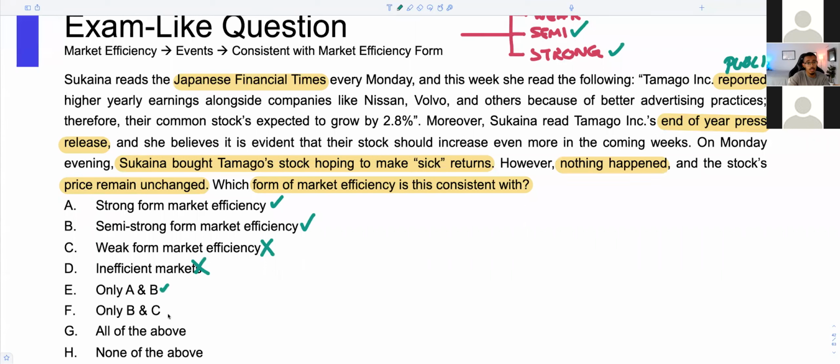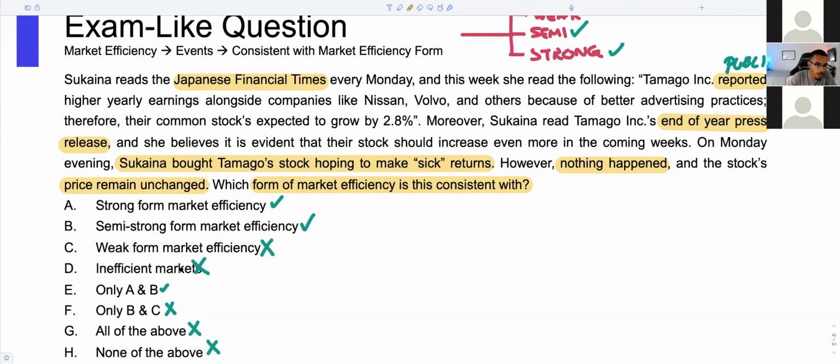And it seems that B and C, of course, would be false. All of the above would be false, and none of the above would be false. So in this case, what seems to be the answer? Is it A, B, or is it E? What is the answer? What do y'all think? Kennedy says E. Yeah, it's obviously E.